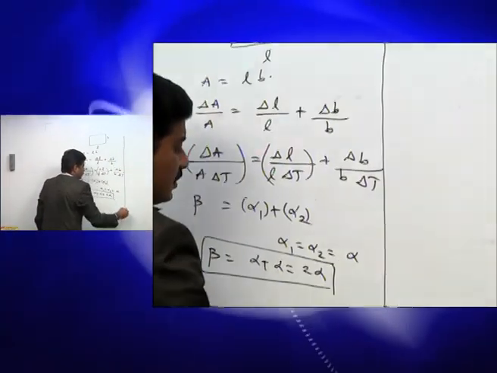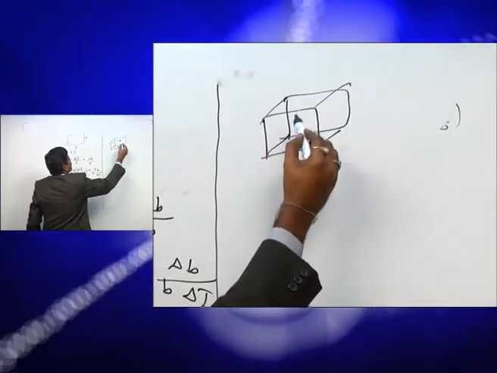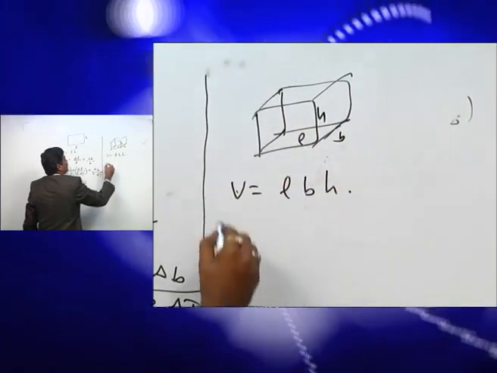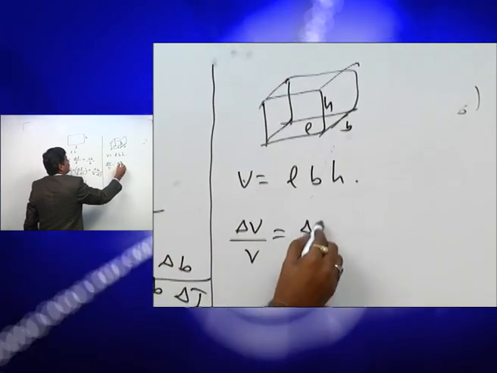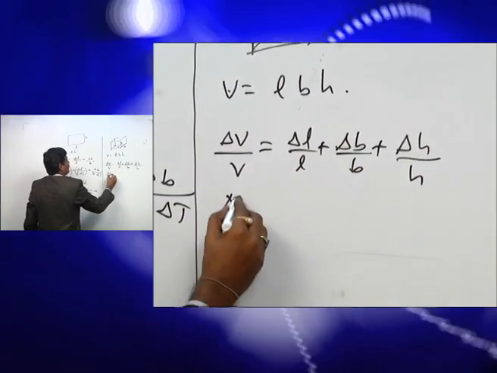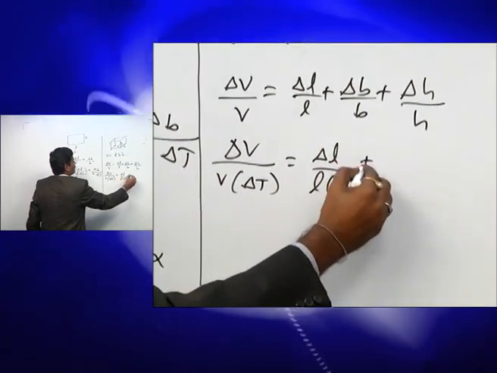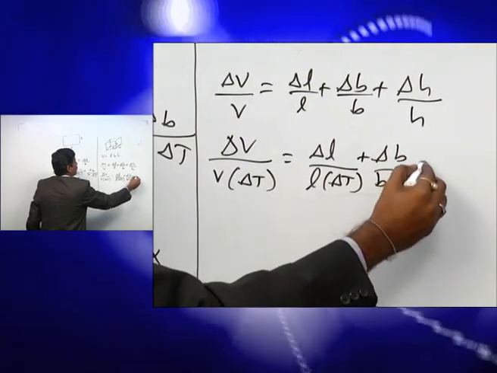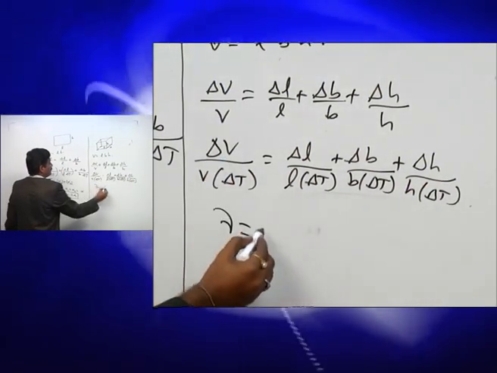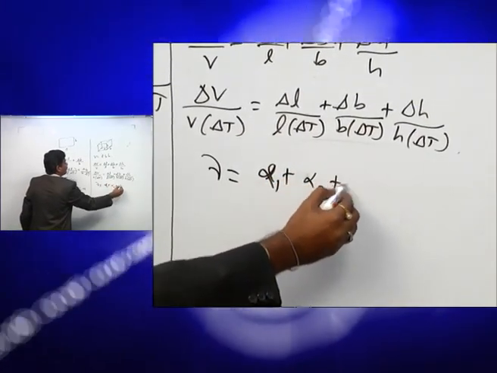Suppose we go for the cube. This is the length L, this is the breadth B, this is the height H, and the volume is equal to L B H. If I write this, delta V by V is equal to delta L by L plus delta B by B plus delta H by H. If I again divide by delta T, this becomes delta L by L into delta T plus delta B by B into delta T plus delta H by H into delta T. This is about gamma, this is alpha 1, this is alpha 2, and this is alpha 3.